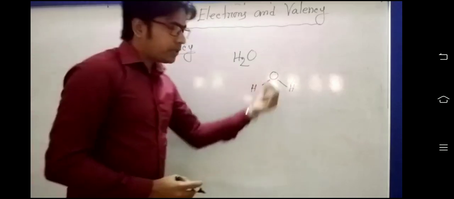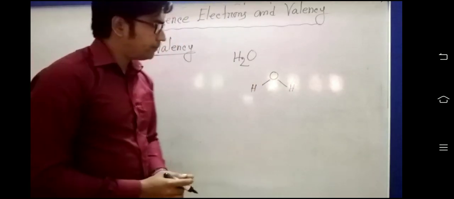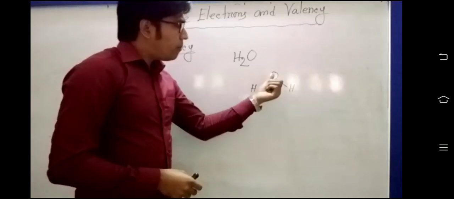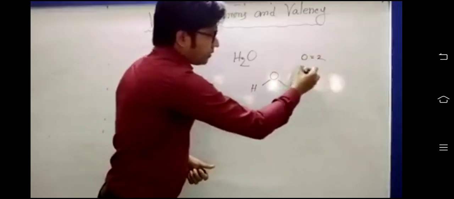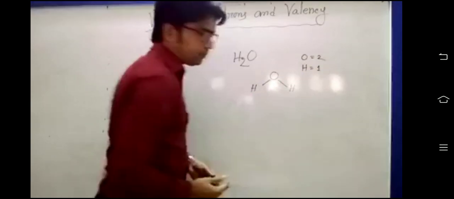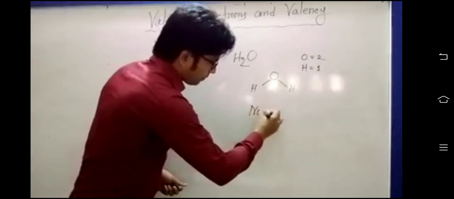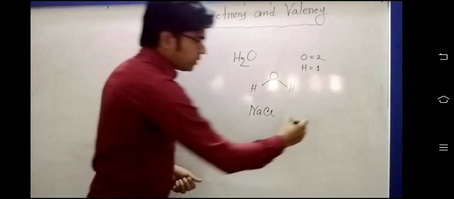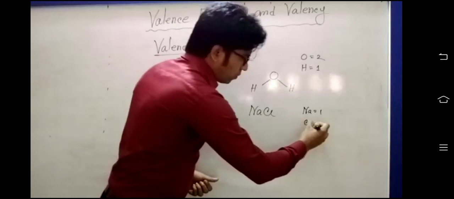Here, oxygen has 2 hands and hydrogen has only 1 hand. Why? Because simply we use this type of idea: the valency of oxygen is 2 and the valency of hydrogen is 1. Okay, another compound, sodium chloride. Here the valency of sodium is 1 and the valency of chlorine is 1.